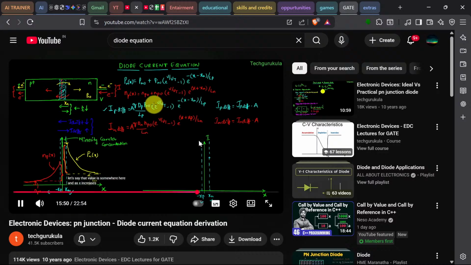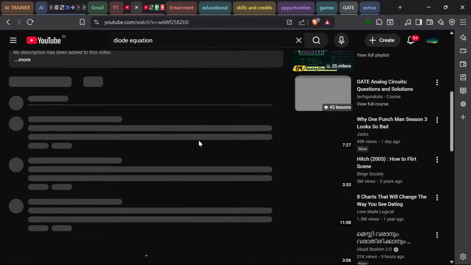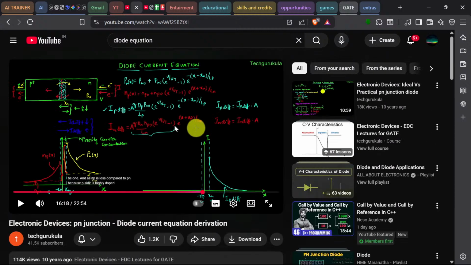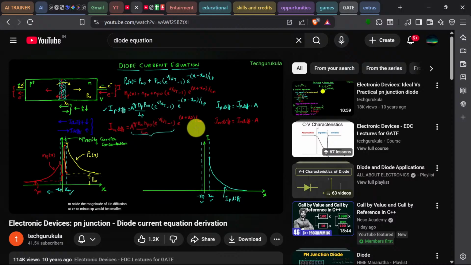And as x increases, and similarly, as the exponential value would be 1. And as np naught is less compared to pn naught, because p side is highly doped compared to n side, the magnitude of In diffusion at x equal to minus xp would be smaller. Diffusion current of electrons decreases as we go deep into the p side. So this is In diffusion.